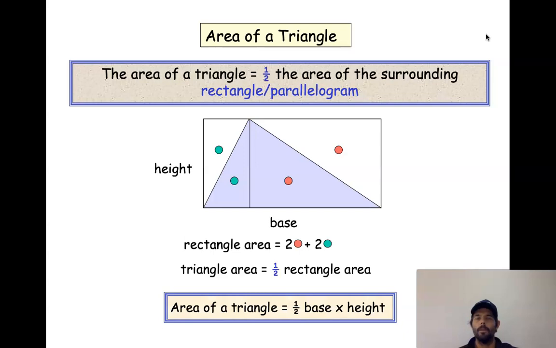The most important thing here is to know that a triangle is half a parallelogram or half a rectangle. You work out the area of a rectangle by using base length times breadth, so you need to halve that to get the area of the triangle.